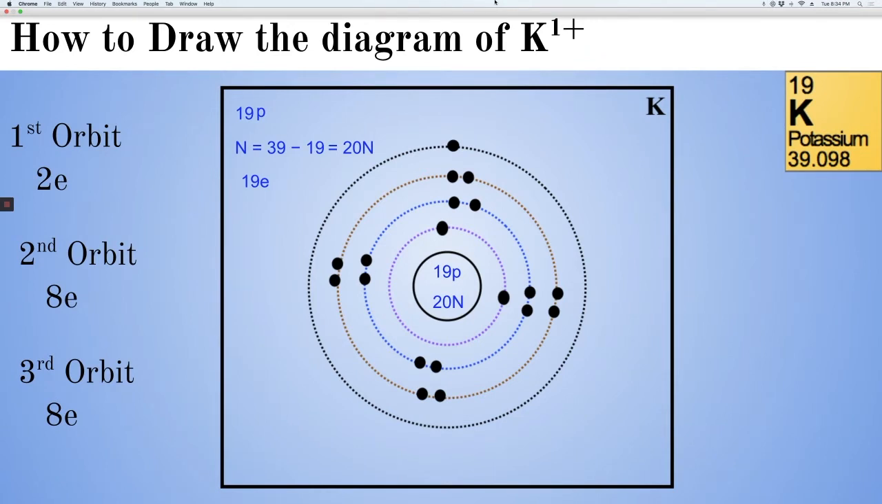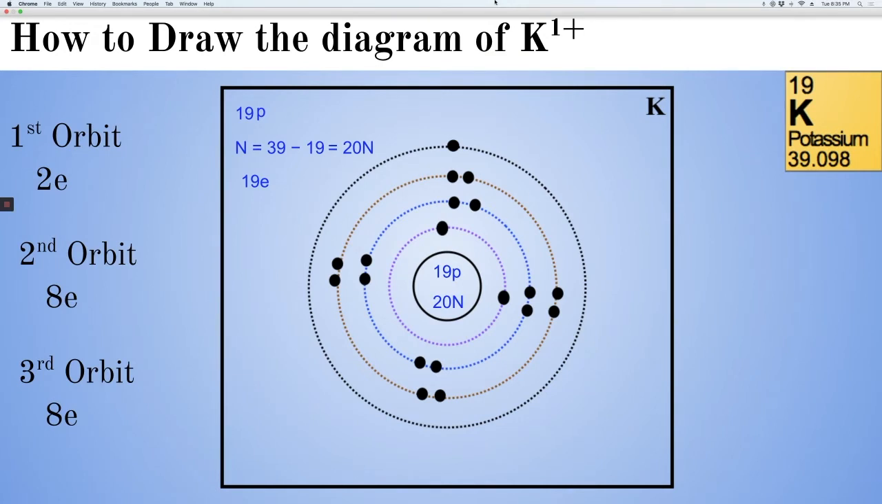To turn this atom into an ion, I have to either add or remove electrons. To turn an atom into an ion that has a positive charge, you have to remove electrons. So if I remove 1 electron from this atom, then this atom will become an ion. And the ion that I need is potassium 1 plus.